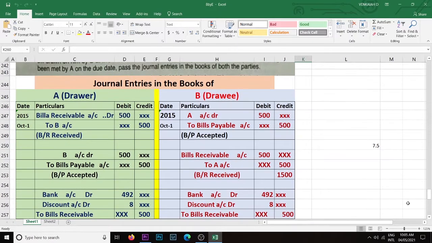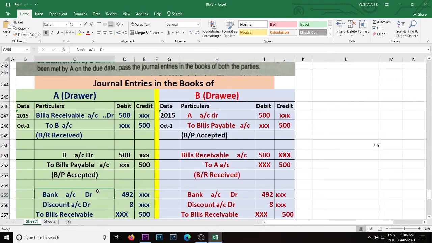Okay. A draws the bill: bills receivable account debit to B account, 500. B accepted the bill: A account debit to bills payable account. In a similar manner, B draws the bill on A: bills receivable account debit to A account, 500. Okay, right. B receivable. And A accepted the bill drawn by B: B account debit to bills payable account, 500. Now a 500 bill is with A as bills receivable, and a 500 bill is with B. This is bills receivable of B, this is bills receivable of A.